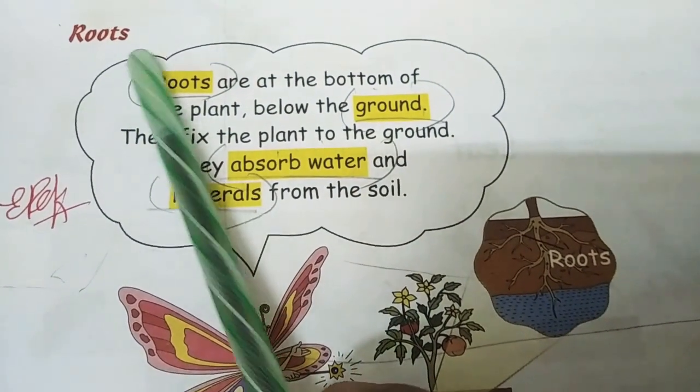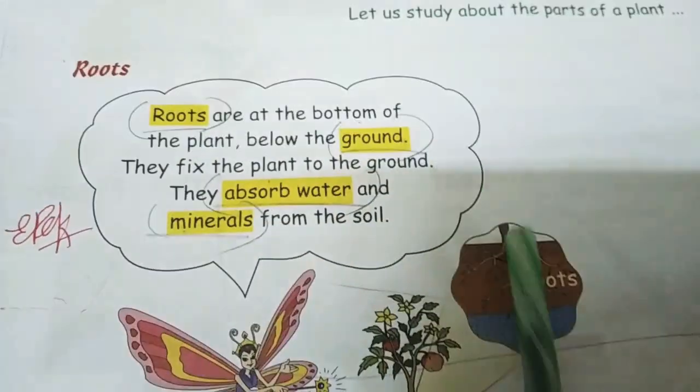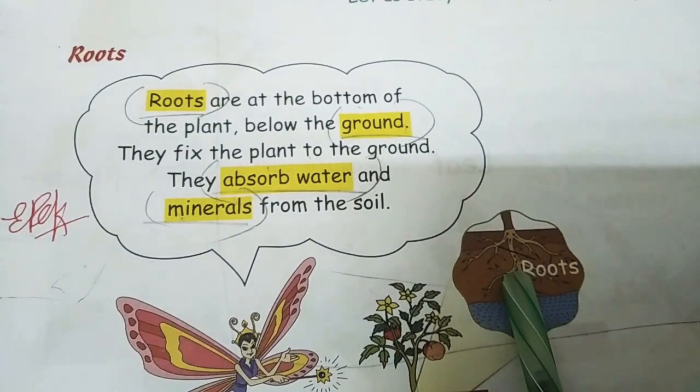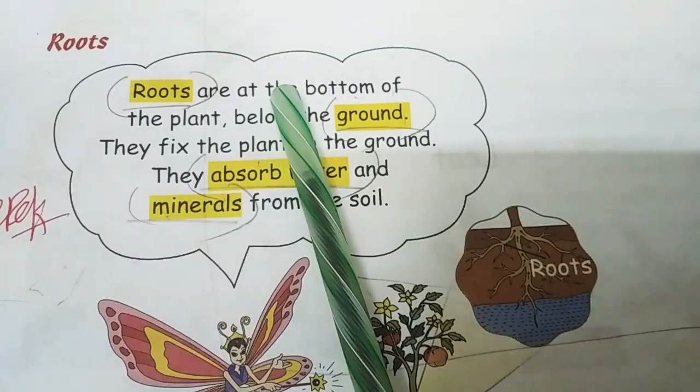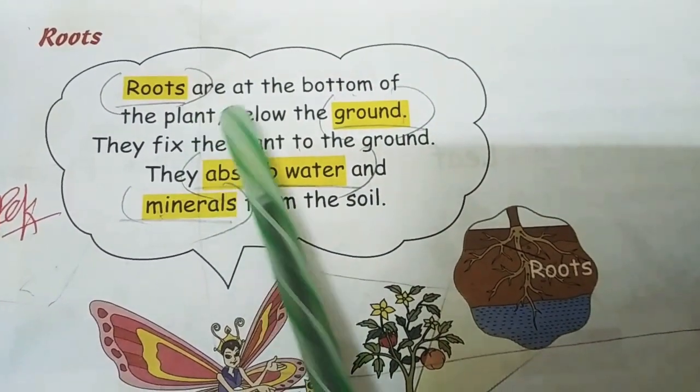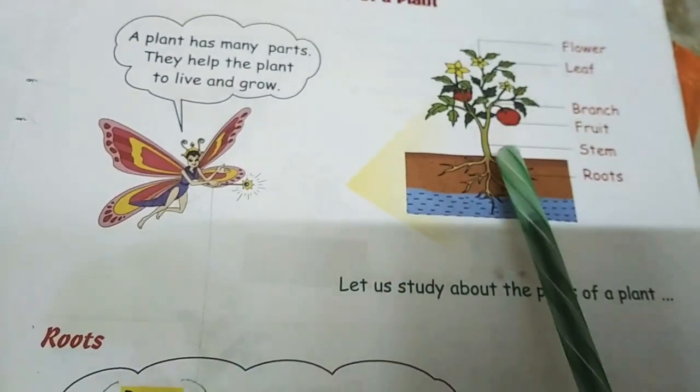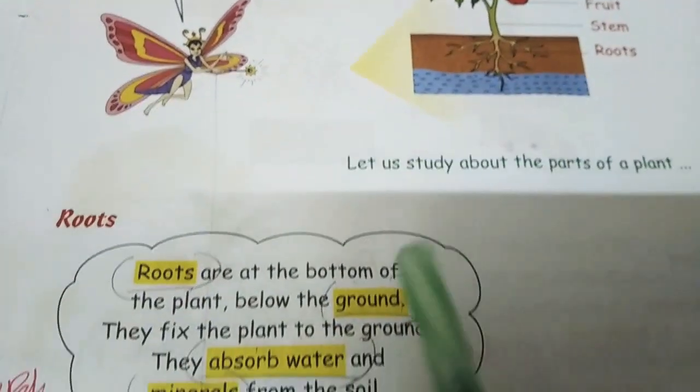So children, here you can see these are the roots, right? So this is a root which is present below the ground. So here you can see roots are at the bottom of the plant. So top and bottom, right? So this is the top of the plant. This is the bottom of the plant.